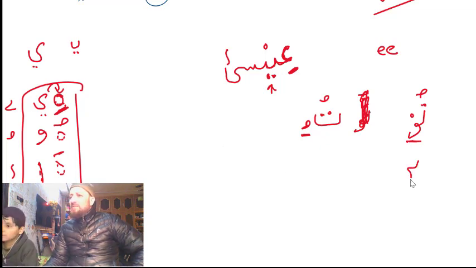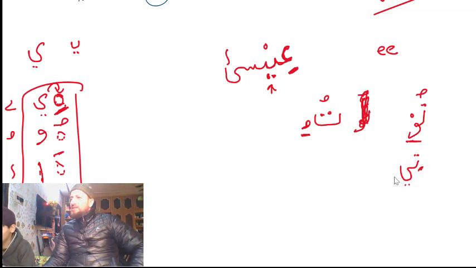Same is like this. If we have, for example, ta with a kasra and ya, this is ti. Is it a vowel or not? Yes, it is a vowel because the preceding letter ta has a kasra on it. If the preceding letter has a kasra, then this is not ya. This is e, the vowel.